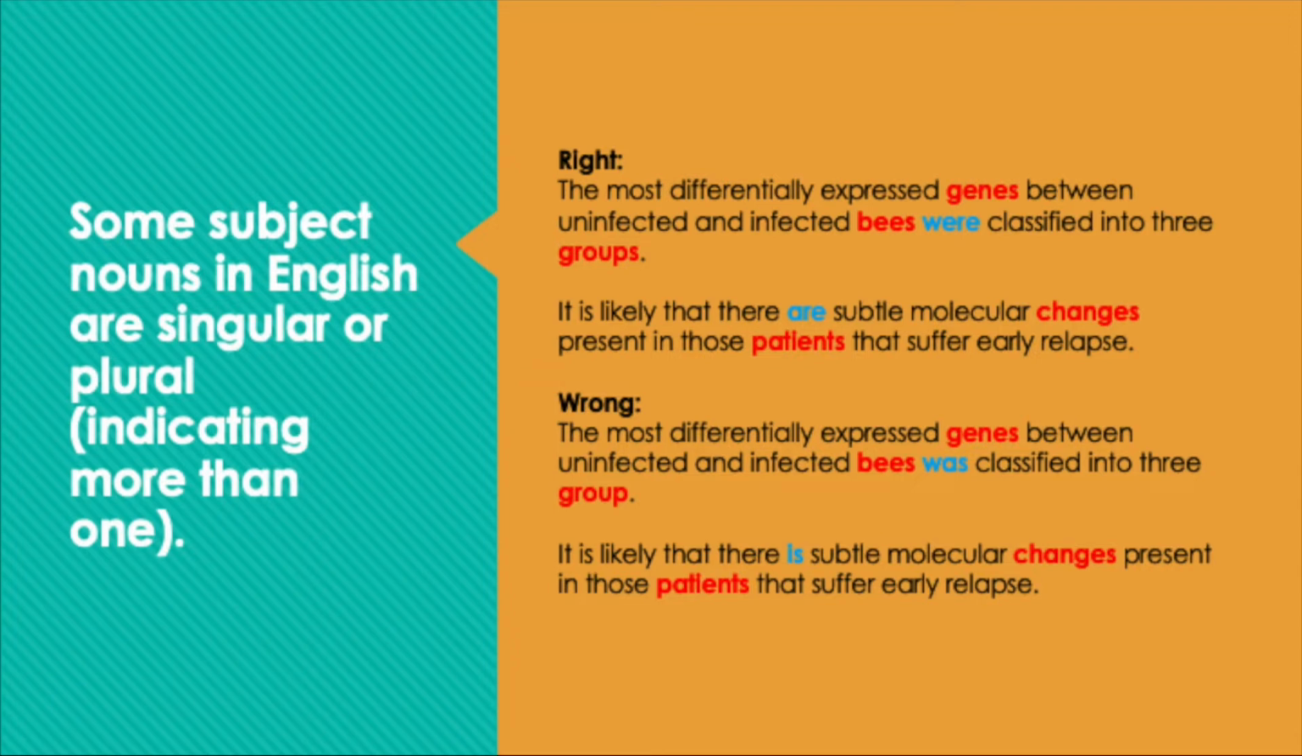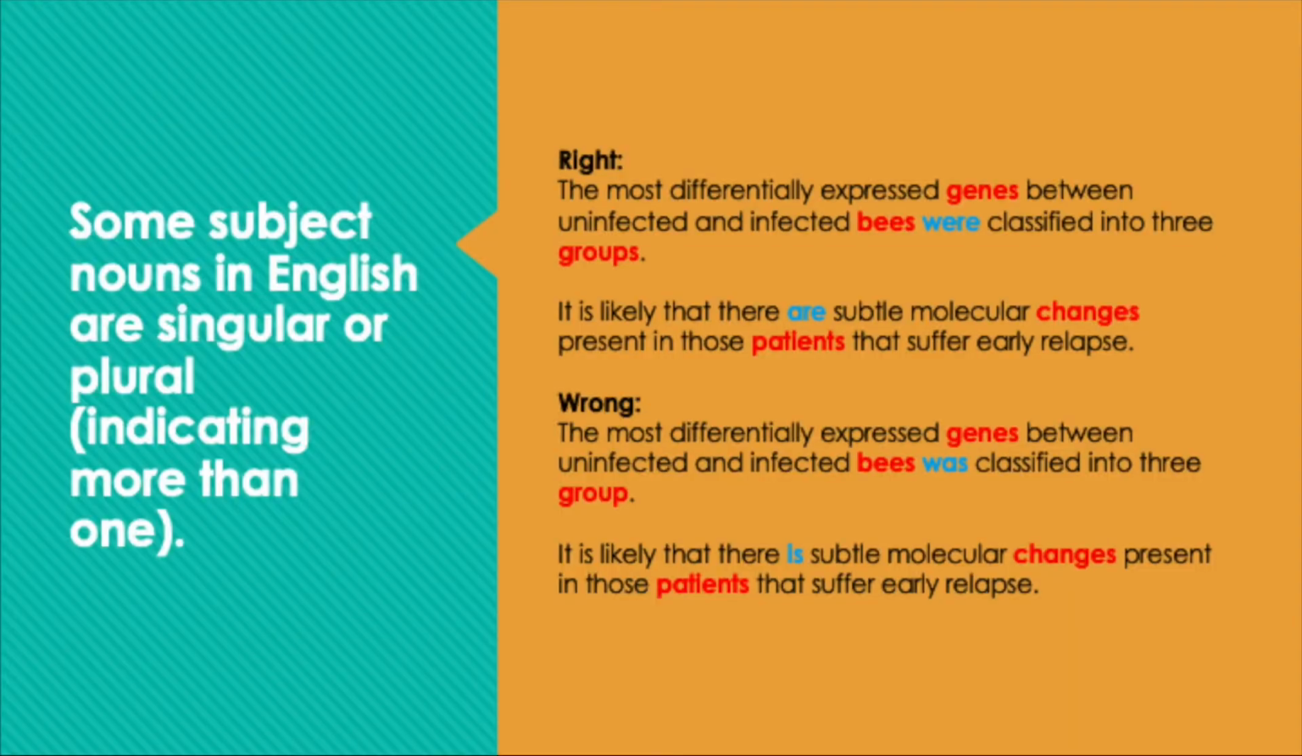Now let's look at the second example. It is likely that there are subtle molecular changes present in those patients that suffer early relapse. Now this one's a little bit more complicated because the sentence starts with a pronoun. It is likely is the subject. And so we have to go farther into the sentence to see what it is referring to. It is referring to molecular changes. So changes is plural, so we need to use the plural verb of the to be verb, which is are. The singular would be is, and that would be incorrect.